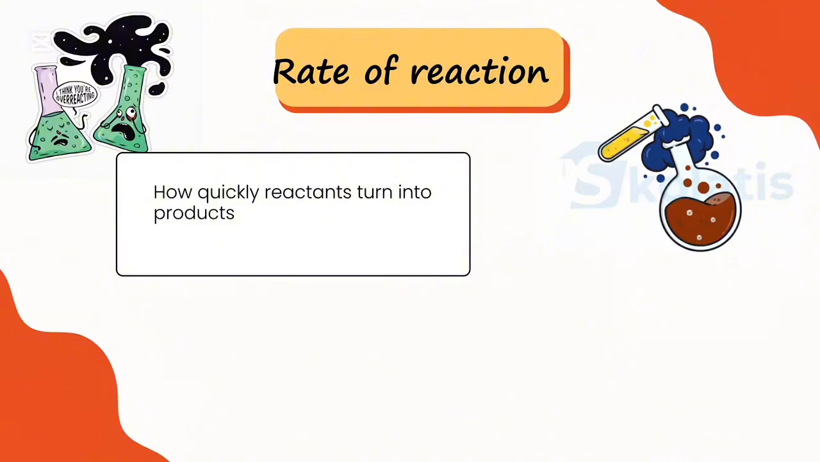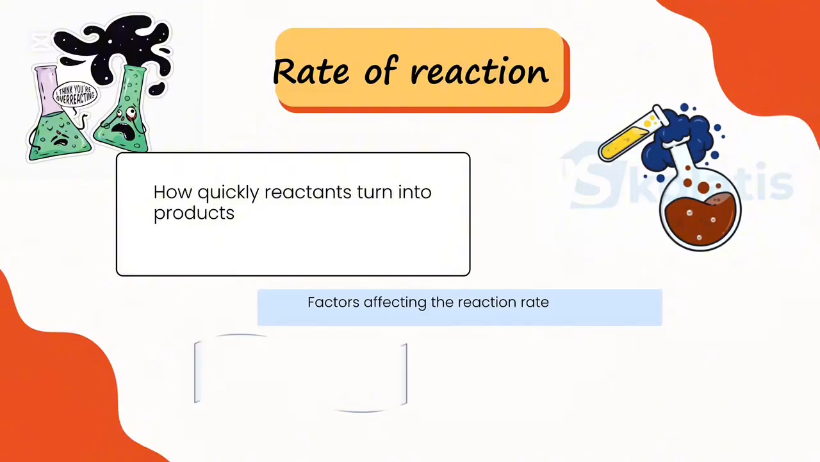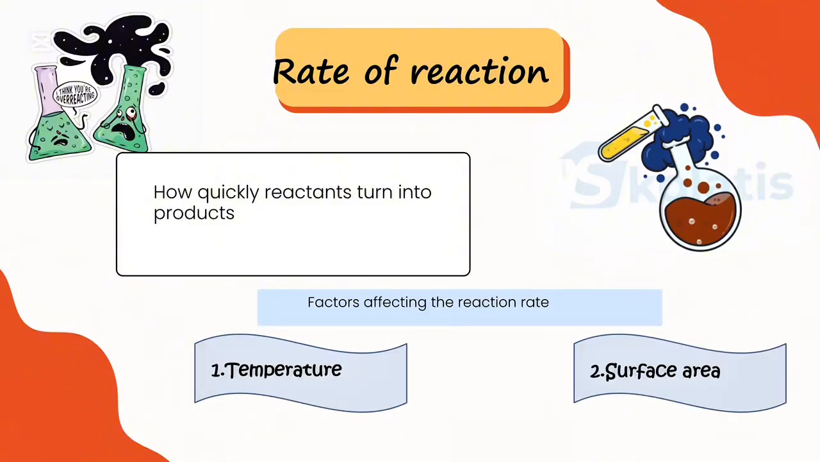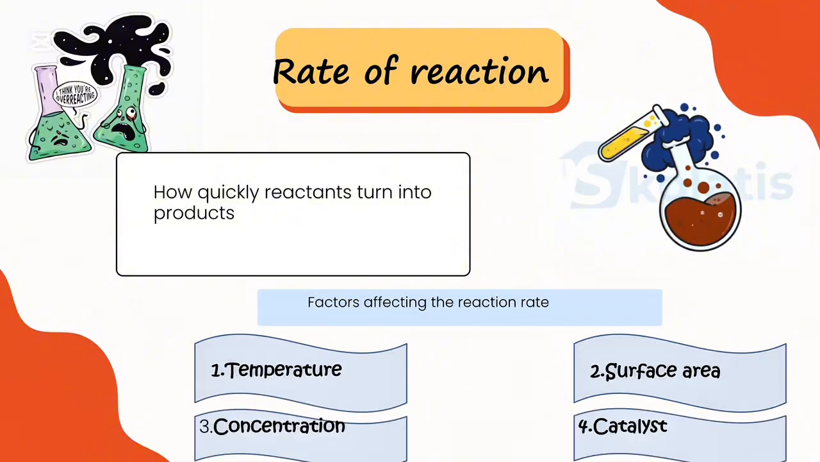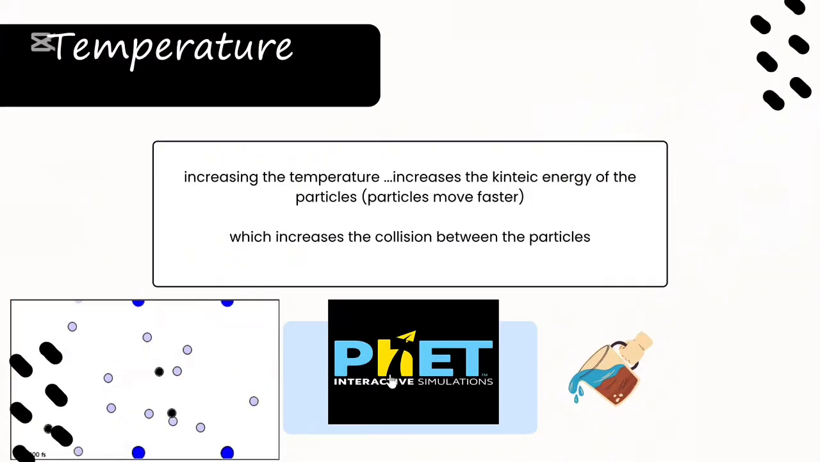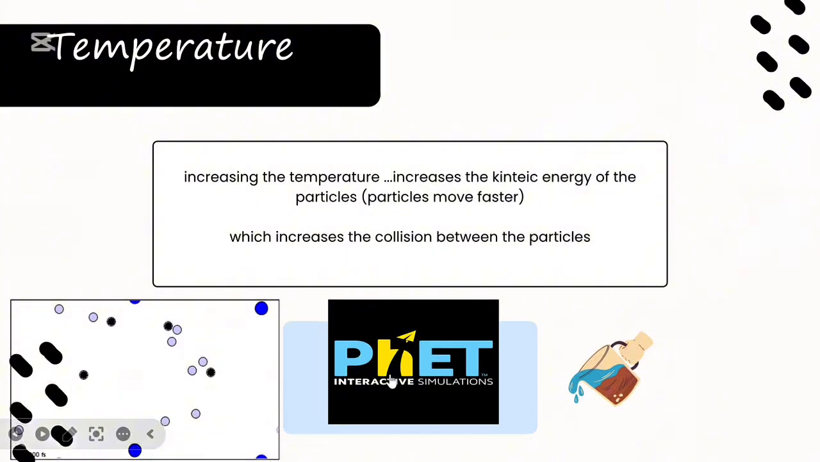And how can we affect this rate? We have four factors affecting the reaction rate, or the speed of the reaction: the temperature, surface area, concentration, and the catalyst. Today, we have investigated how the temperature affects the rate of the chemical reaction, right? Okay, so here we're gonna find out why the temperature affected the rate of the chemical reaction.